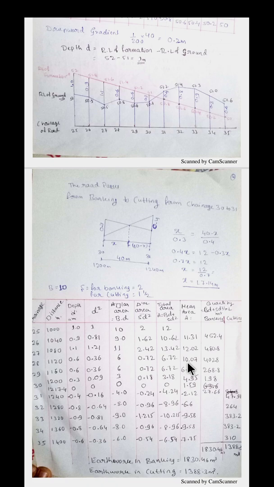13.42 plus 6.72 divided by 2, it is 10.07. 6.72 plus 6.72 divided by 2, it is 6.72 itself. Again 6.72 plus 3.18 divided by 2, it is 4.95. 3.18 plus 0 divided by 2, it is 1.59. Correct. Now 0 plus minus 4.24 divided by 2, it is minus 2.12. Minus 4.24 plus minus 8.96 divided by 2, it is minus 6.6. Likewise minus 8.96 plus minus 6.54 divided by 2, it is minus 7.75.